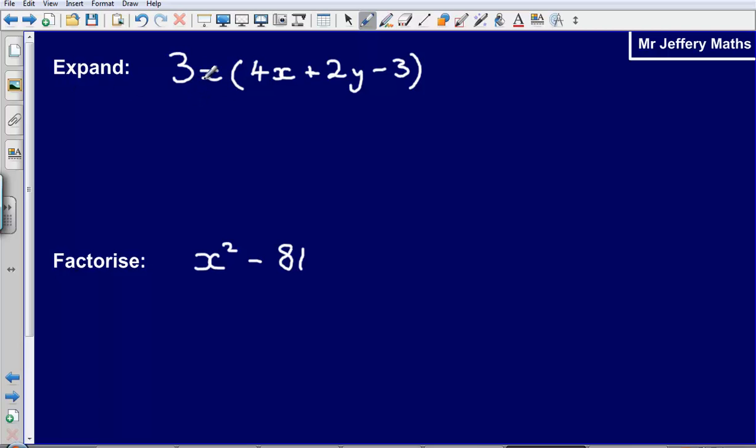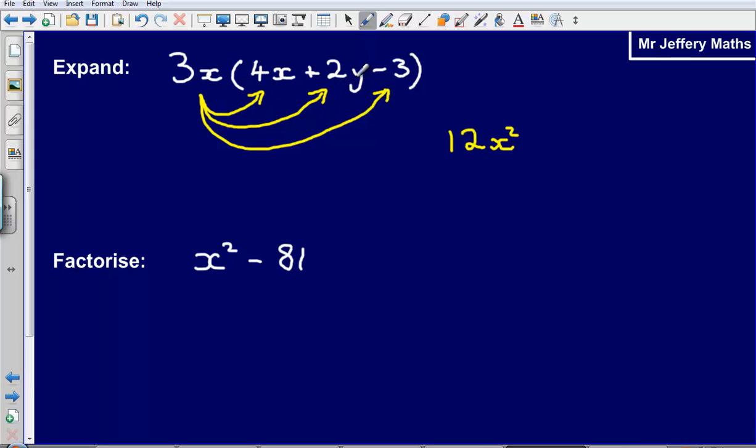So we've been asked to expand 3x bracket 4x plus 2y minus 3. So again, just multiplying the quantity that's outside the bracket by everything that is inside the bracket. So 3x multiplied by 4x, well, 3 times 4 is going to give us 12. x multiplied by x gives us x squared.